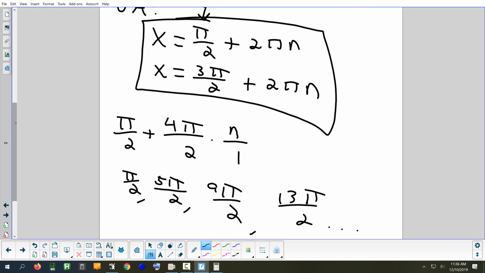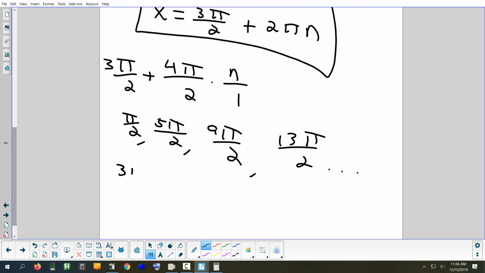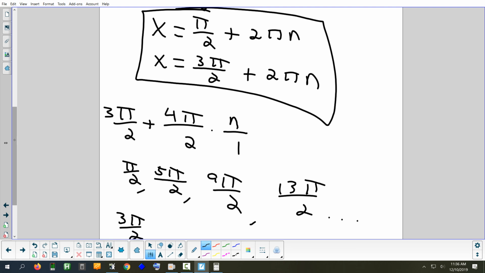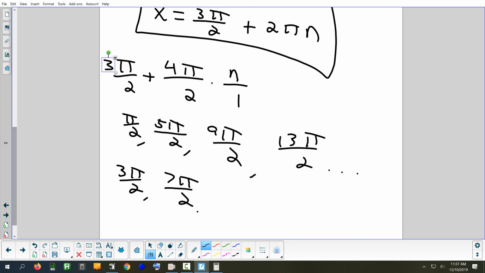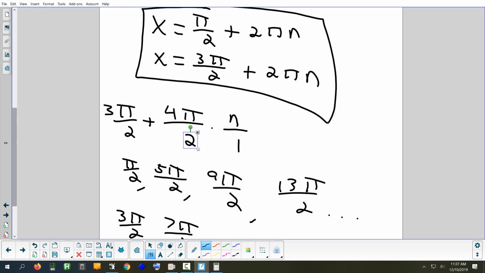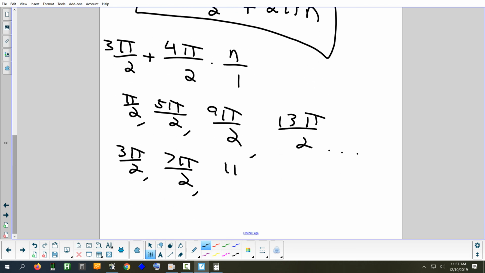Now, let's look at the bottom. We had 3 pi over 2 plus, same thing, 2 pi n. The first one is 3 pi over 2. The next one, what's 4 pi over 2 times 1? 4 pi over 2 plus 3 pi over 2. 7 pi over 2. Let's do one more, I think you'll see the pattern. 4 pi over 2 times 2, plus 3 pi over 2. 11 pi over 2. So that asymptote repeats 3, 7, 11. Right? Those are the numbers in the numerator. The other asymptote, 1, 5, 9, 13.